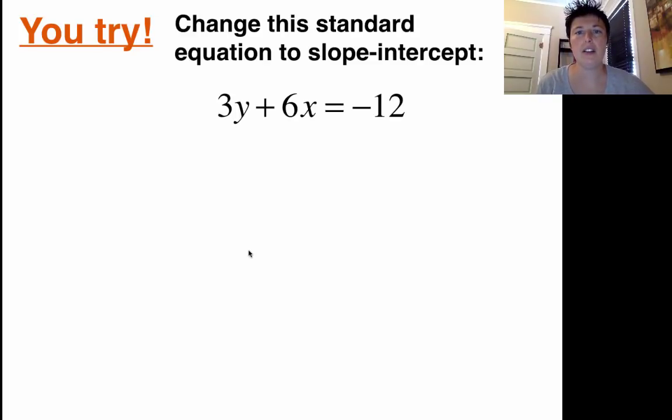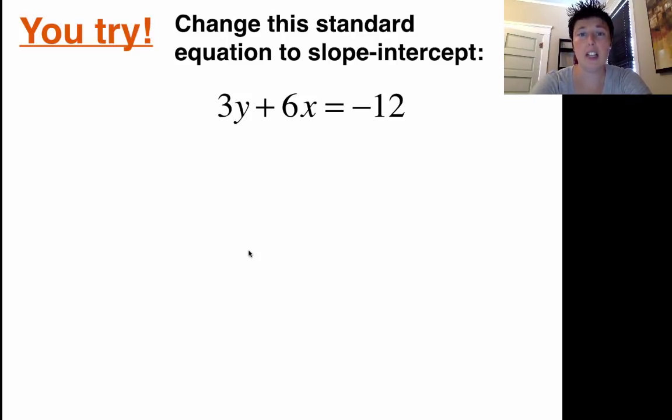Okay, your turn. I'm going to have you try. I'm going to give you an equation in standard form. Here it is: 3y plus 6x equals -12. And I'd like you to change it to slope-intercept so you can graph it. So this is the time where you got to hit that pause button on the video, start working, and then unpause it to see if you really got the hang of this already.